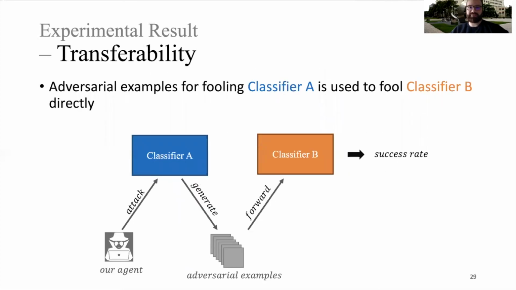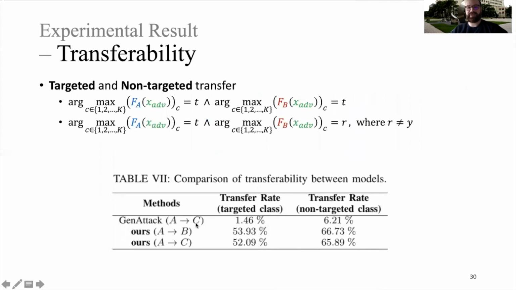The other issue is transferability. Suppose that we have trained our agent by querying classifier A, and then at test time, our agent has created some adversarial images. The question is: what happens if we send these adversarial examples to another classifier B and see whether or not our attack would still be successful? To answer that question, we have created two different classifiers, B and C. For the details of these classifiers, please read our paper. After conducting our test, we see that for the targeted class, the GenAttack would only retain 1.46% attack success rate. And for the non-targeted attack, it only obtained 6.21% transferability.